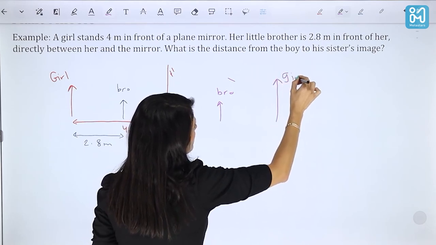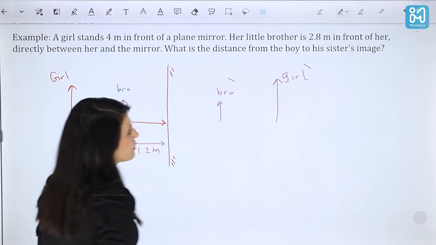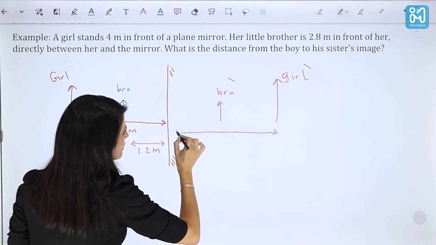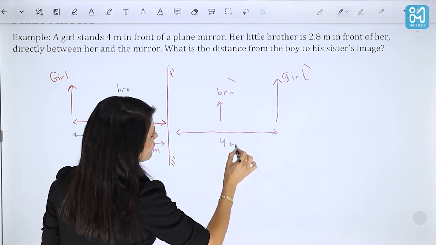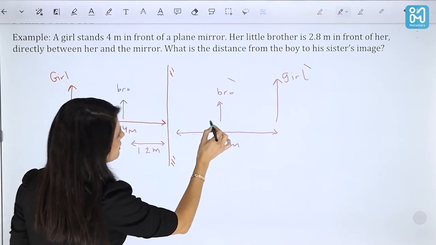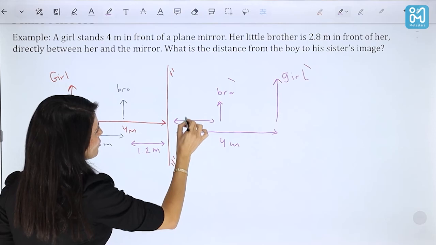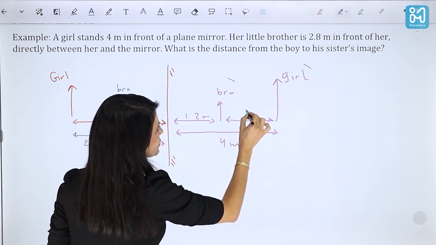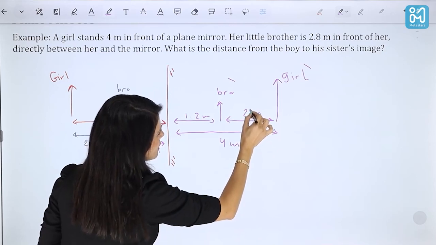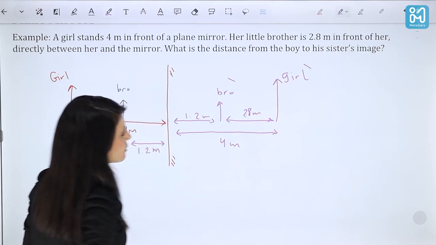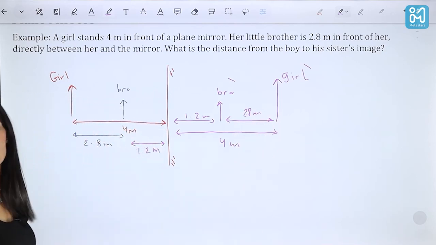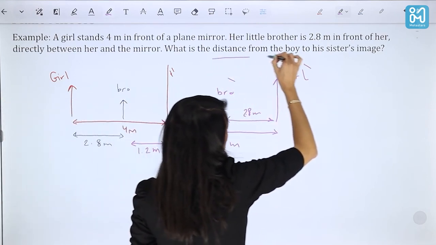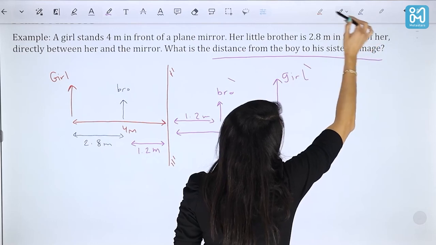Also, this is the image. I say that the girl is 4 meters away from the mirror. It has to be almost accurate. And the brother is 1.2 meters away from the mirror, and he is 2.8 meters from his sister's image. Now, they asked, what is the distance from the boy to his sister's image?